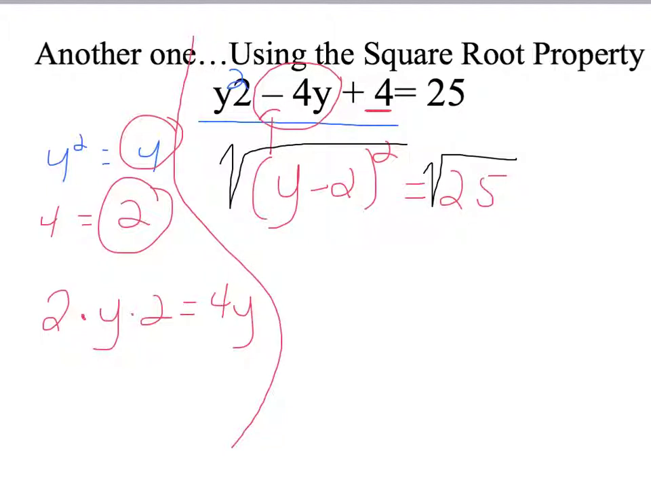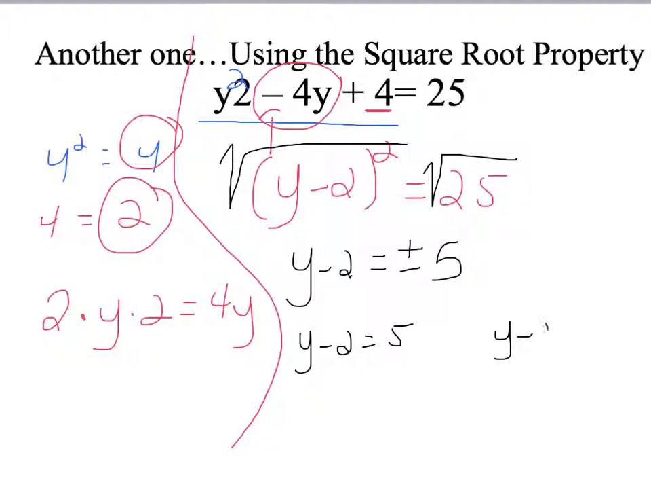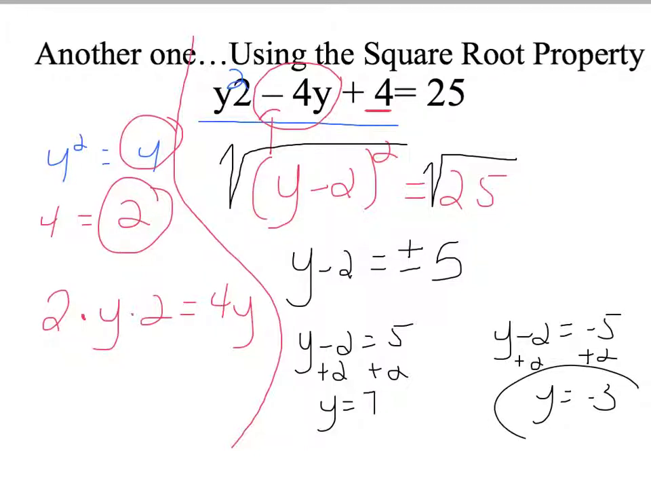When I take the square root, I get y minus 2. And the square root of 25 could be positive 5 or negative 5. So I write it as plus or minus 5. Now I have two equations. I have y minus 2 is equal to 5. And I also have y minus 2 is equal to negative 5. Okay, so solving for y in both. Here I have y is equal to 7. And here I have y is equal to negative 3. Okay, so two answers. Y is 7 and y is negative 3.